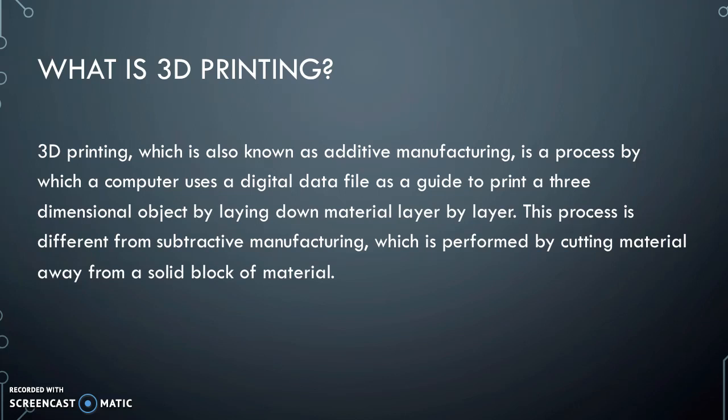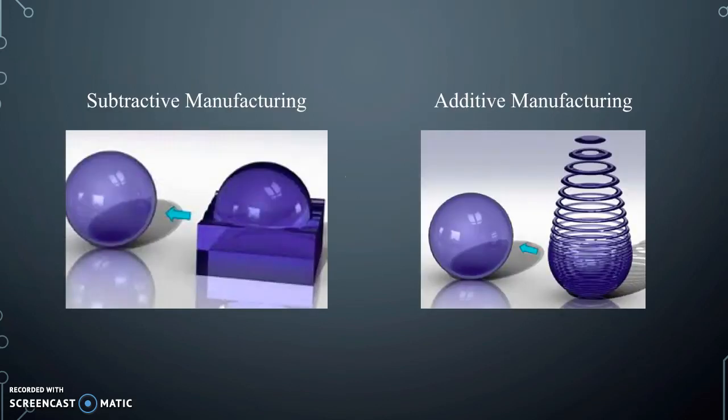On this page, we can see a nice visual of the two different processes. As you can see on the left, it starts with a block of material that is slowly cut away to form the finished product, where on the right, additive manufacturing is the subsequent laying down of layers until the final product is produced.